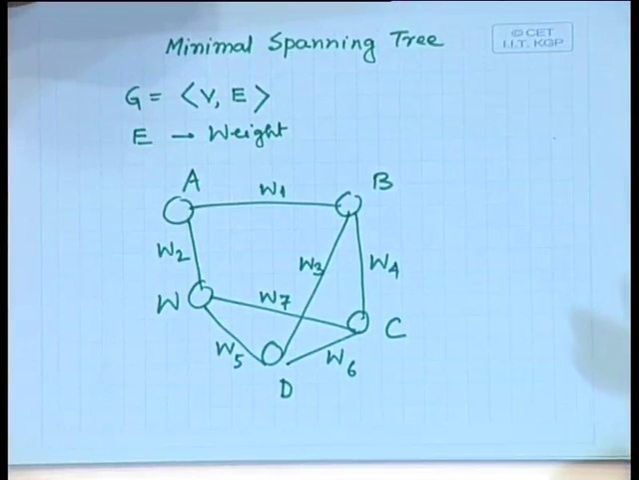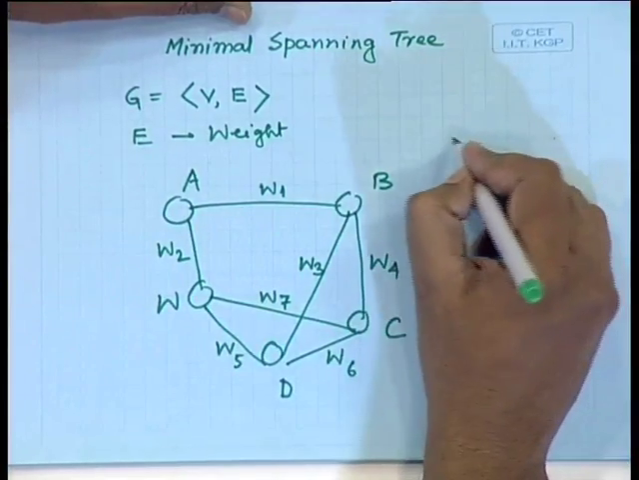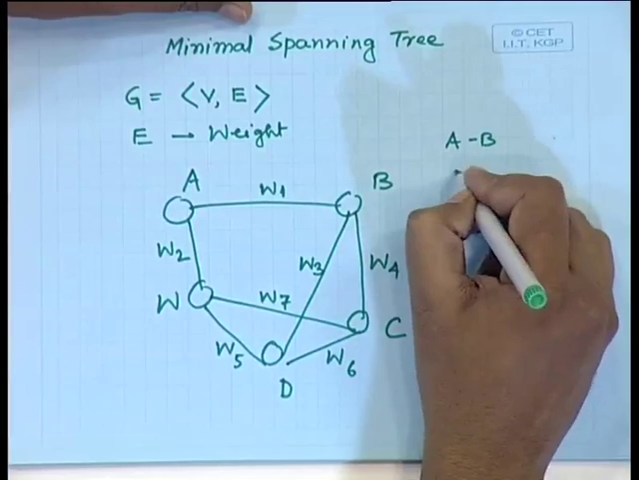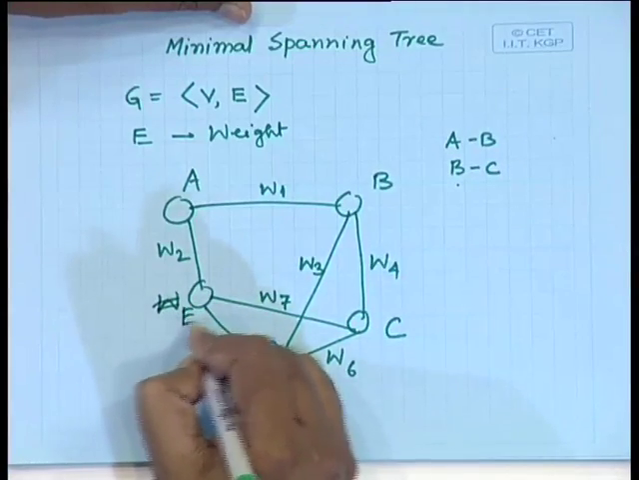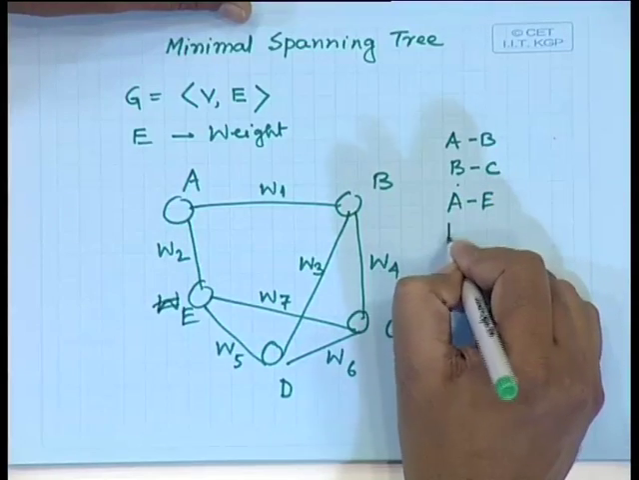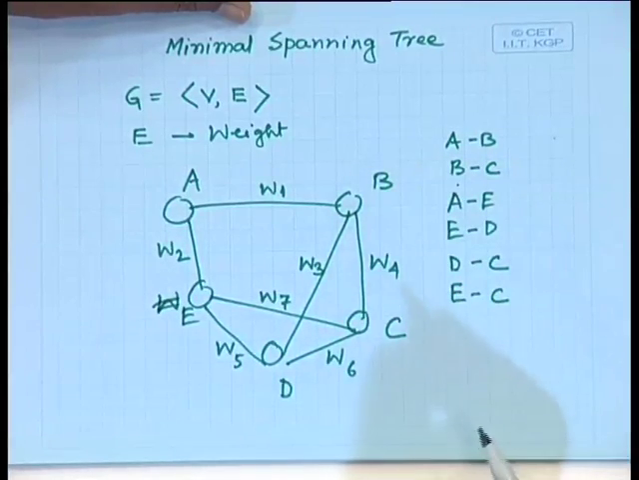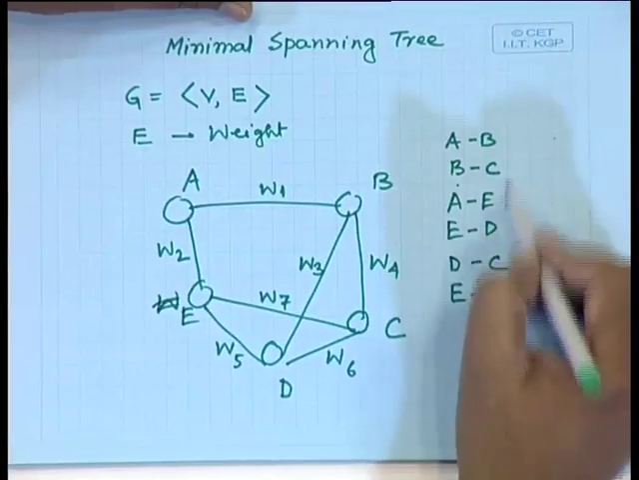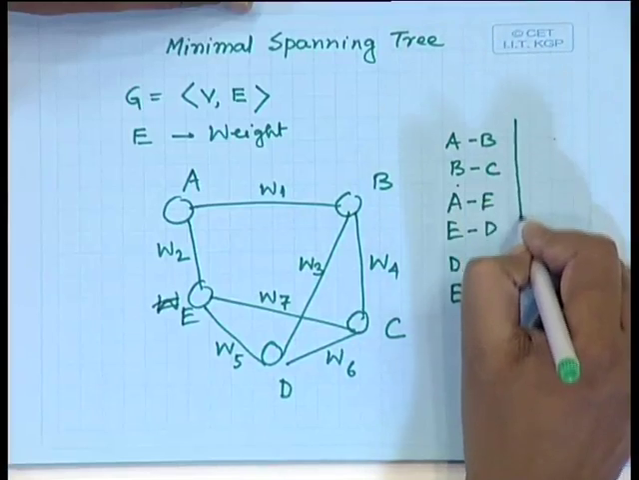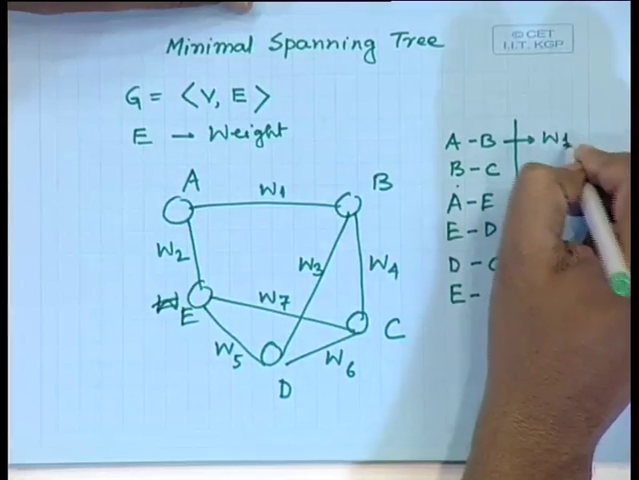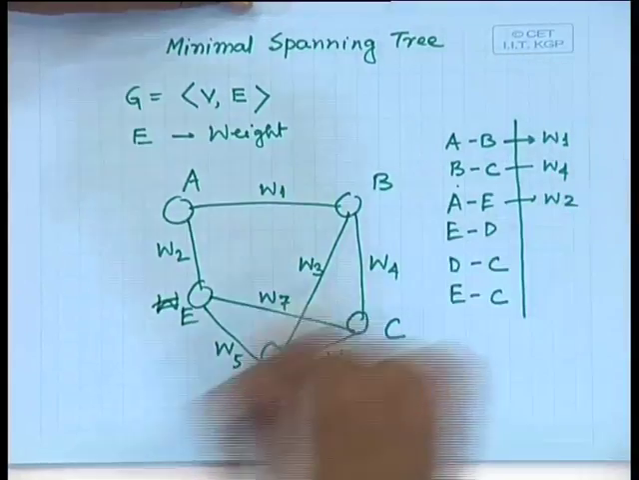The other form of representation of the graph is by an edge list. Okay. So, wherever I have an edge, for example an edge between A and B, this graph can be represented in the form A B, then B C, then A E, then E D, D C, and we have E C. Okay. So, I have the set of edges, and this set of edges along with the vertices represents the graph. When I consider weighted edges, then for every edge I will have the corresponding weight. So, this will have W1, similarly B C will have W4, A E will have W2 and so on.